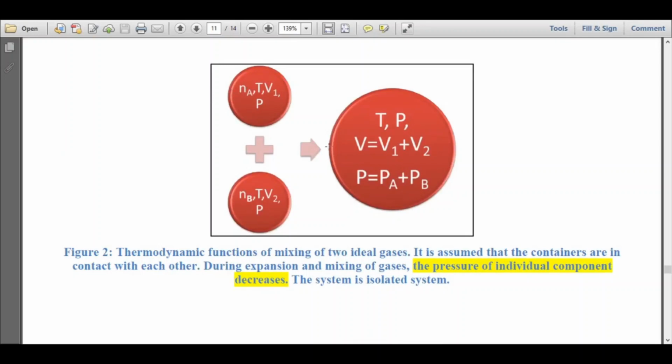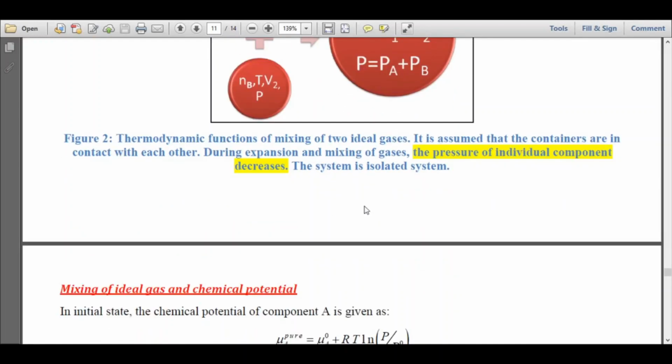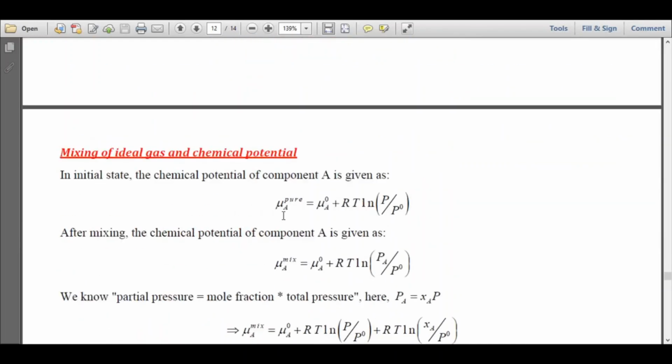We'll find out the expression for chemical potential for gas A in the pure state and in the mixing state after the gas mixes. So we'll find out two chemical potentials: before mixing and after mixing. Before mixing, we'll call it pure gas. The chemical potential of pure gas A is equal to mu A0 plus RT ln P by P0, same as equation 22, expressed in terms of gas A.